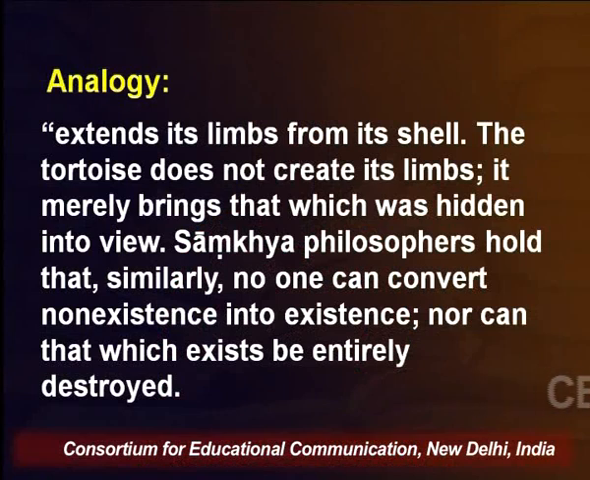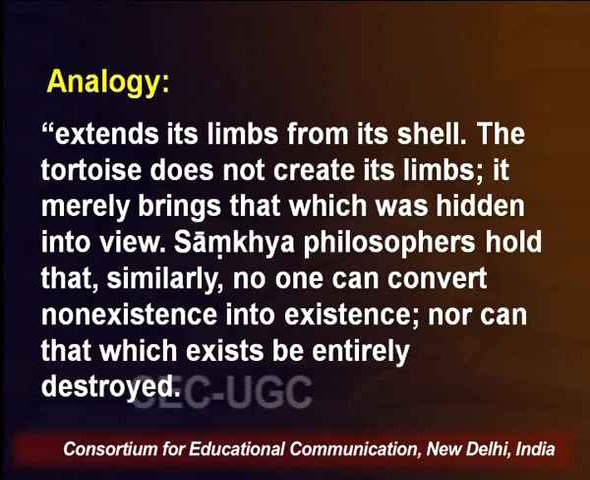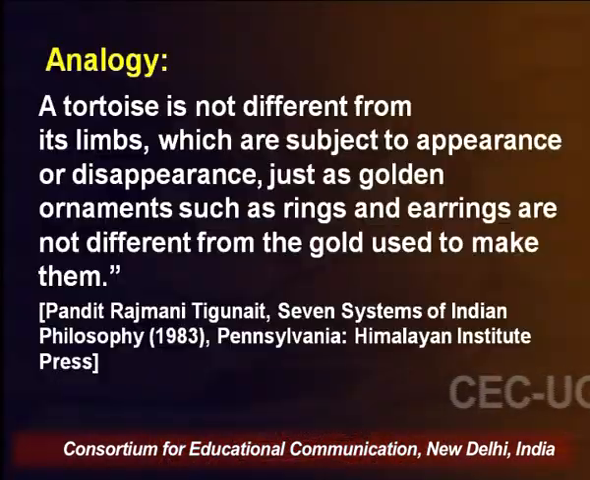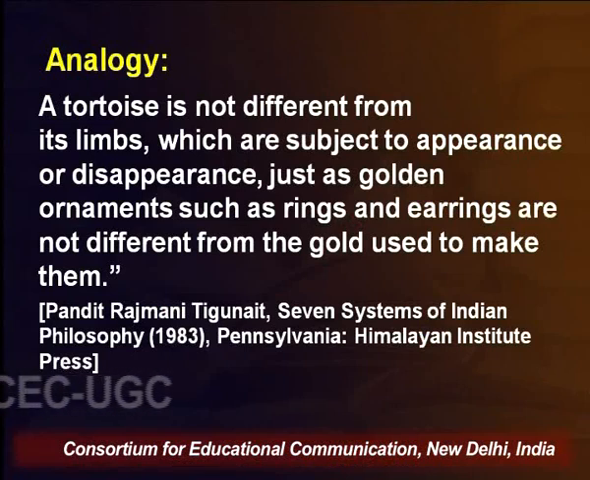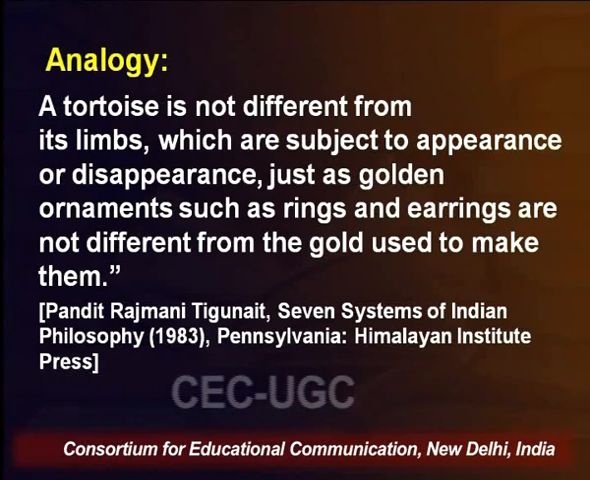The theory of causation can be understood with the help of the analogy of a tortoise. The tortoise extends its limbs from its shell. The tortoise does not create its limbs. It merely brings that which was hidden into view. Sāṃkhya philosophers hold that similarly no one can convert non-existence into existence, nor can that which exists be entirely destroyed. A tortoise is not different from its limbs, which are subject to appearance or disappearance, just as golden ornaments such as rings and earrings are not different from the gold used to make them.